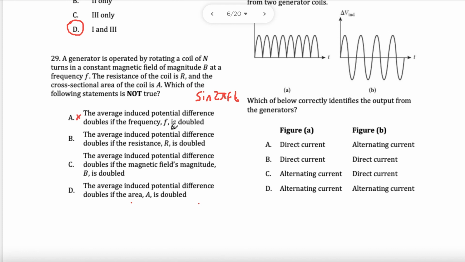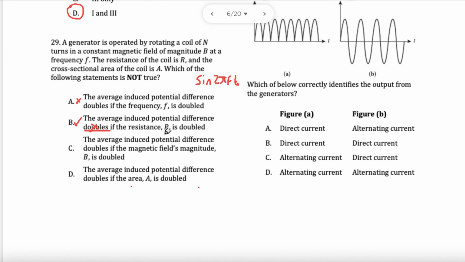The average induced potential difference doubles if the resistance doubles. Well, if you have a bigger resistance, it's going to block the induced EMF. So doubling the resistance will make it harder for my back current to go. Actually, this is a good answer. This one is not true. It will actually reduce the potential difference, the EMF induced. This will reduce, not double, if I double the resistance, because it's more blocking the back EMF.